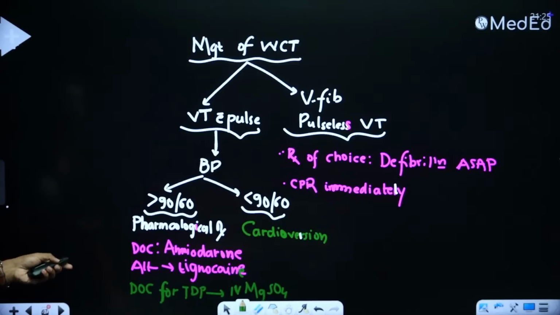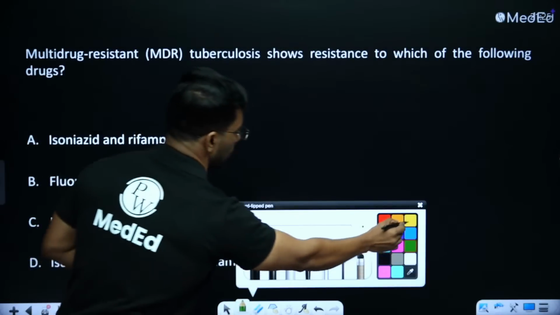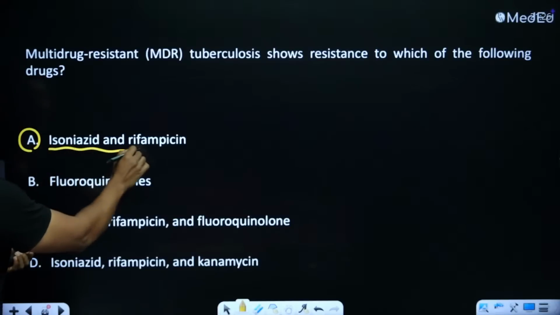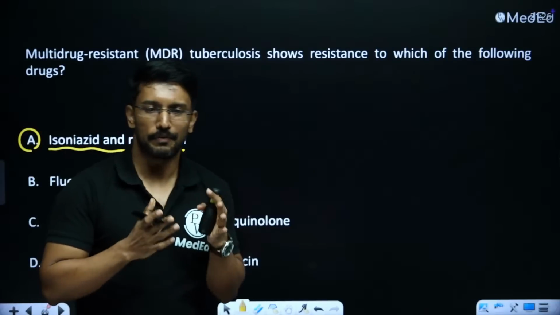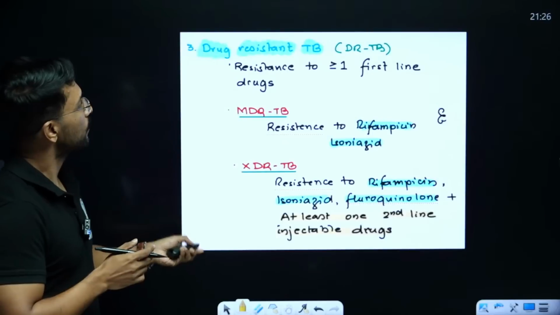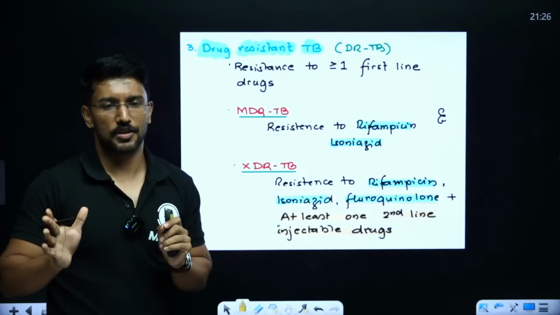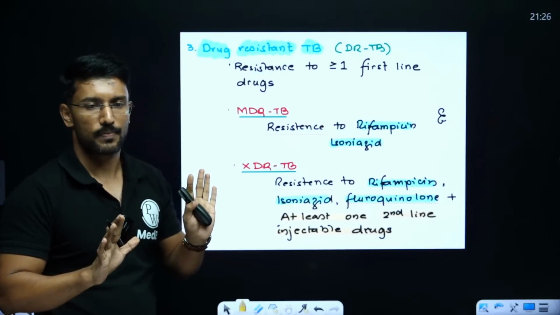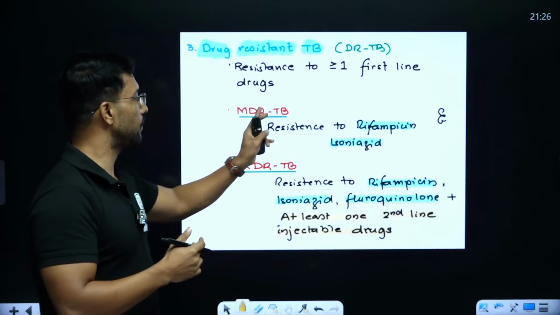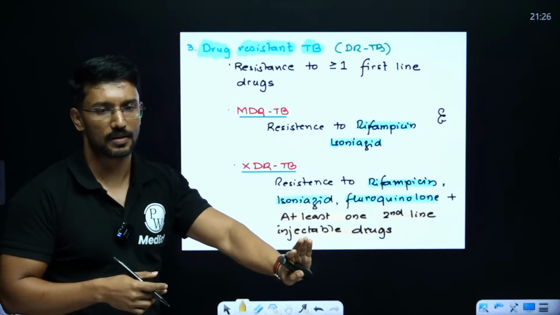Okay, so let's move to the next question now. Multi-drug resistant TB is defined as which of the following? I think all of you know it pretty straight. Resistance to isoniazid and rifampicin is defined as MDR. You are expected to be familiar with the definitions of drug resistant TB, MDR TB and XDR TB. So what is drug resistant TB? Resistance to any one or more first line TB agents, we will call drug resistant TB. If the patient is resistant to rifampicin and isoniazid, then we will call it MDR. If any other one drug is resistant, we simply call it drug resistant TB.